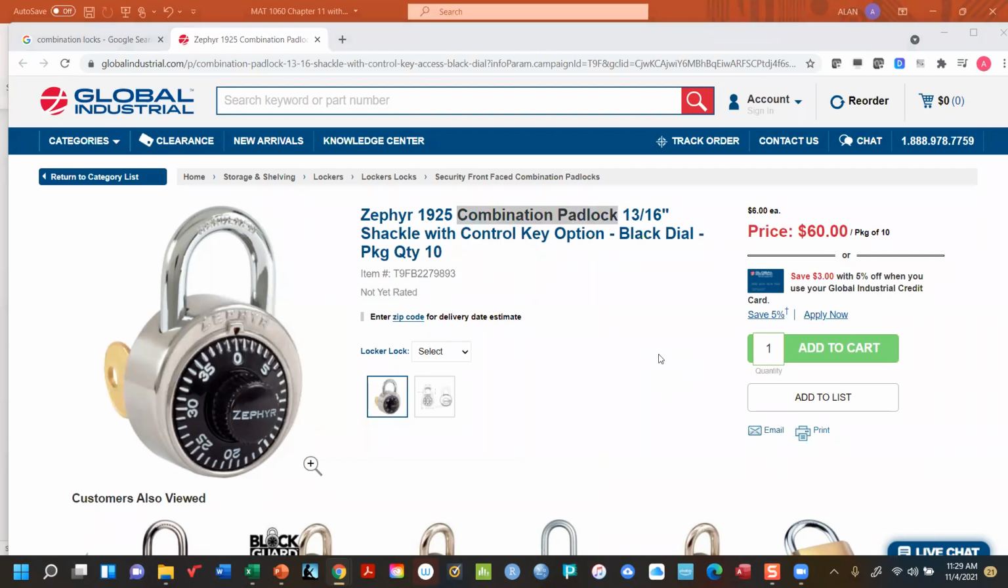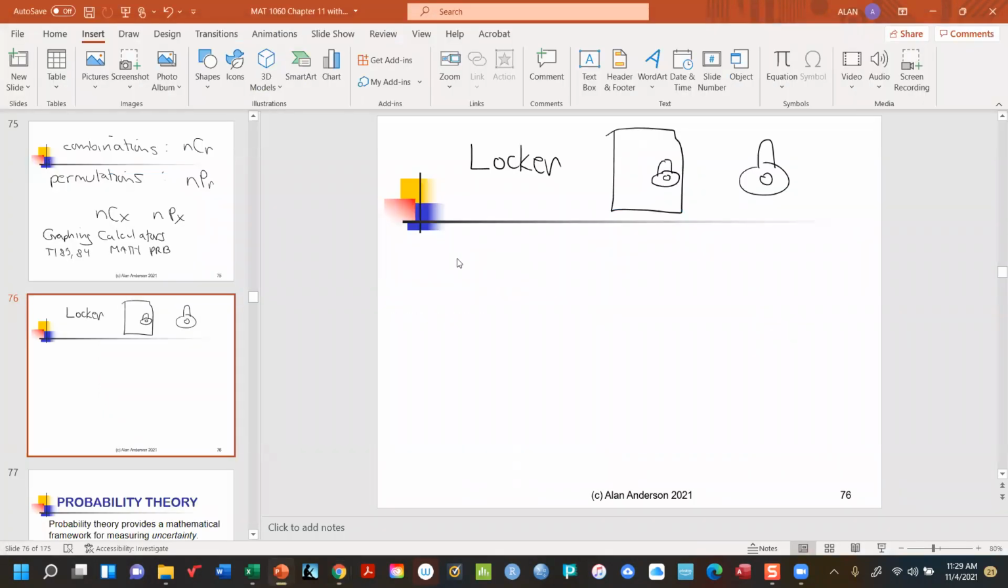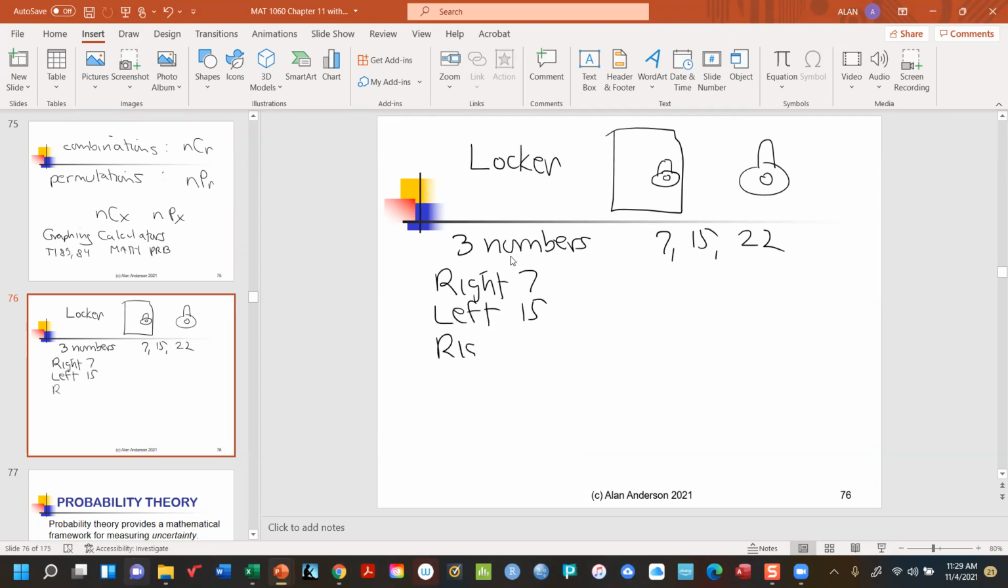Well, there's 3 numbers. So you'll have a combination which consists of 3 numbers. Let's say the numbers are 7, 15, and 22. That means you have to turn to the right 7, to the left 15, and to the right 22. And it pops open and you can get all this stuff out of your locker.